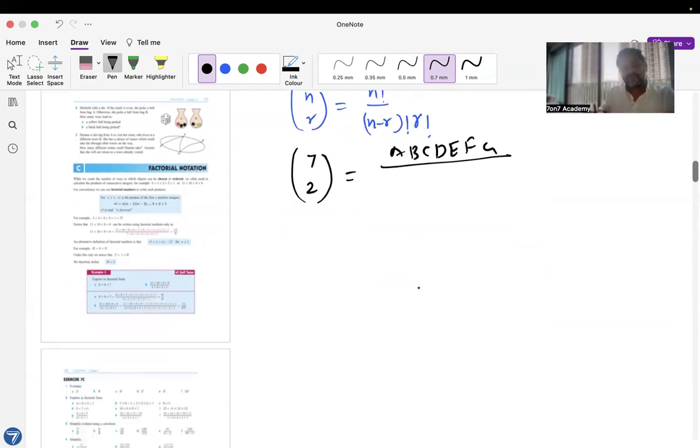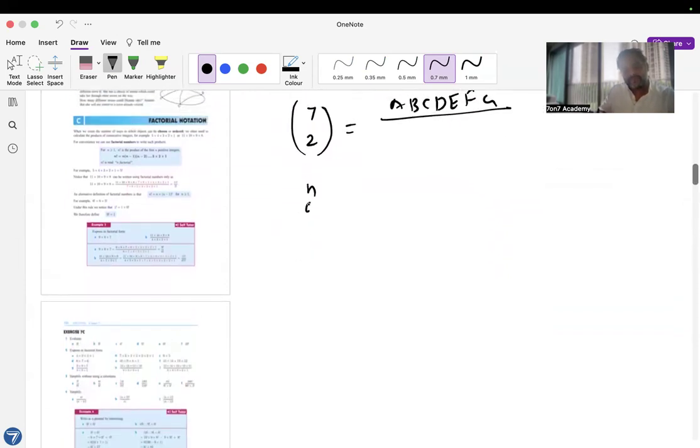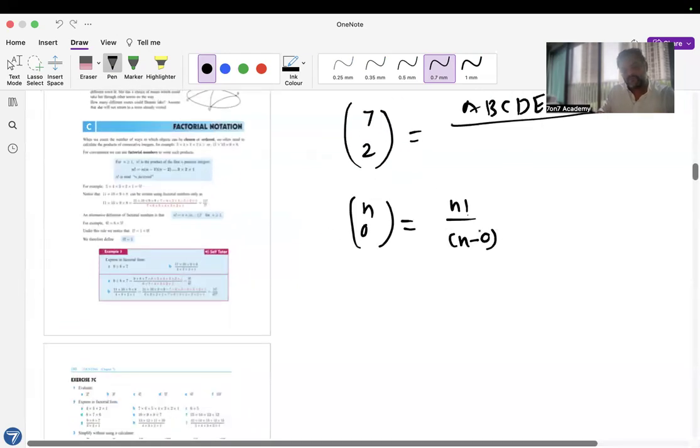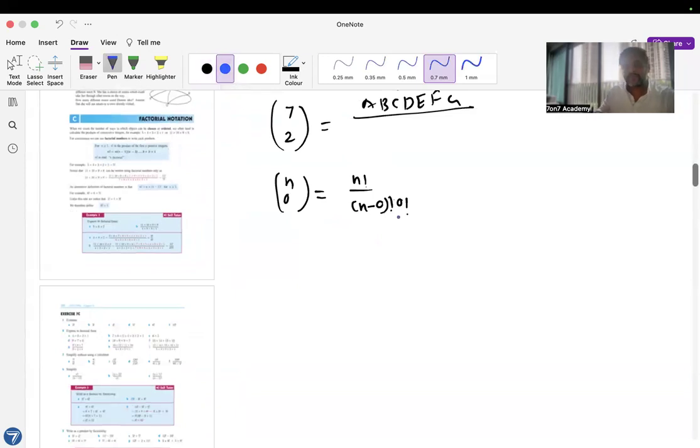So NCR is n factorial divided by n minus r factorial times r factorial. If you have NC0, what would it be? It is n factorial divided by n minus 0 factorial into 0 factorial. What is 0 factorial? In this case NC0 is 1 because 0 factorial is 1. So n factorial is equal to n factorial. Remember that 0 factorial is 1.